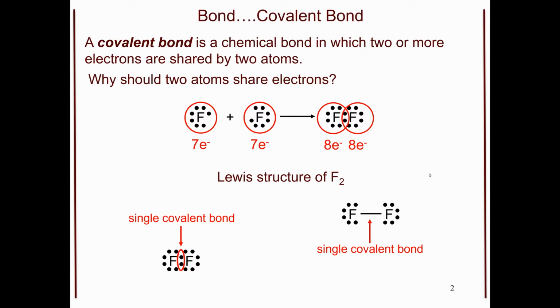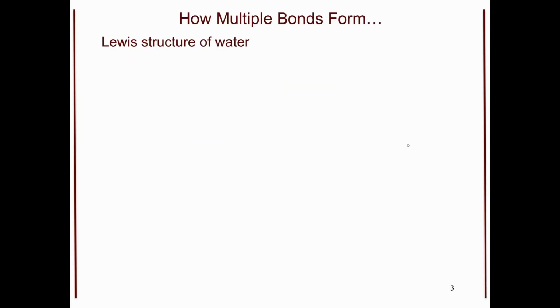Dots are used for lone pairs, while lines are used for bonds. I do not want you to be using lines for your lone pairs because that should be used to show that there's an interaction between two atoms. So lone pairs are dots, then our bonds are going to be our lines.